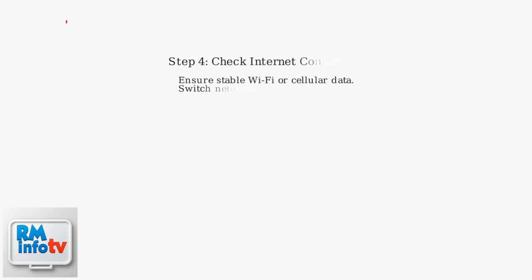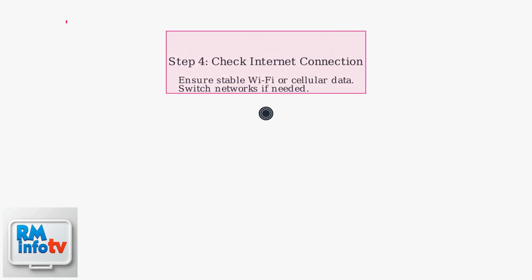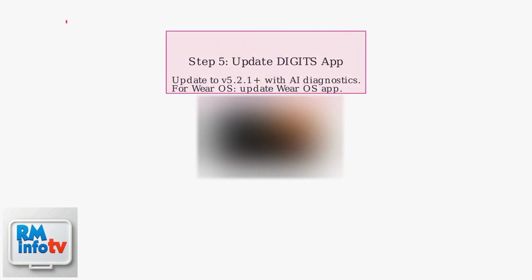Make sure to allow background data usage and check app permissions. This ensures the app can sync in the background. Confirm you have a stable internet connection, either Wi-Fi or cellular. Poor connectivity can cause sync failures. Update the Digits app to version 5.2.1 or later, which includes AI-driven diagnostics to reduce sync errors.